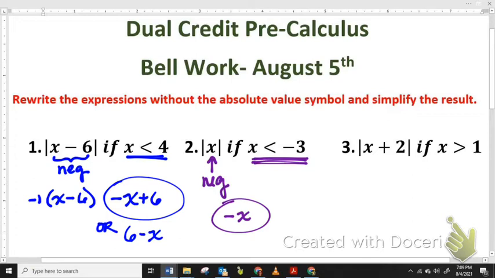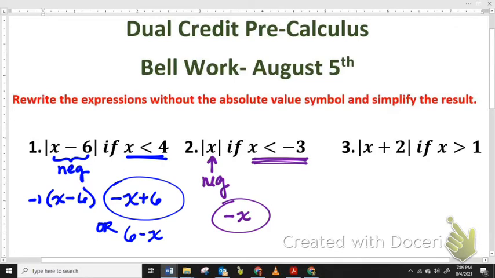What about if that had said x is greater than 2? Would the absolute value change it at all? So that would be the same as what? Times 1. So I would just have x. It would remain unchanged. I would just disregard the absolute value bars because they're not going to affect it at all.